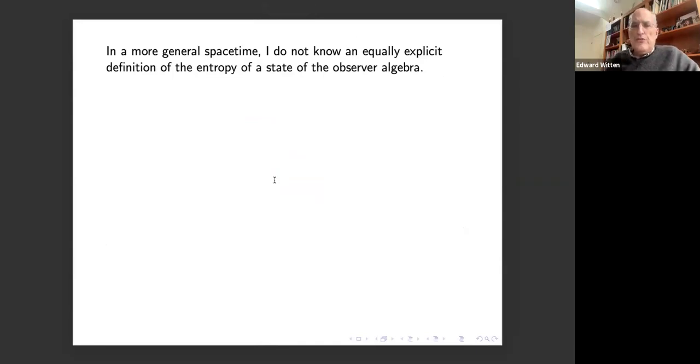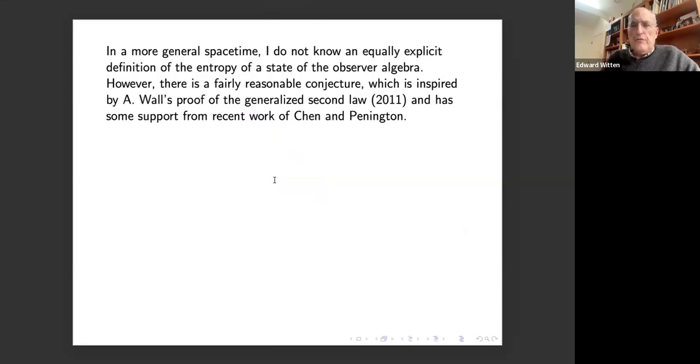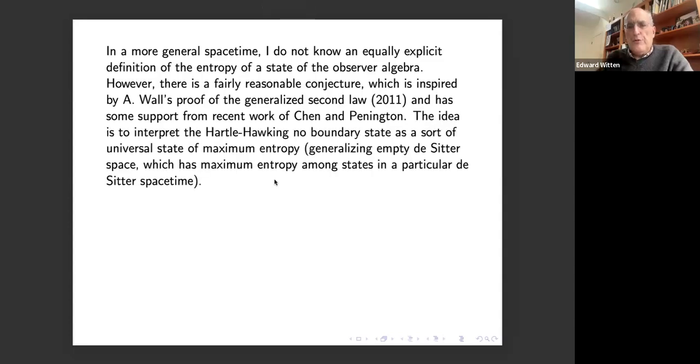Now, in a more general spacetime, we have the observer algebra, but I don't know an equally explicit way to define the entropy of a state of the observer algebra. However, there's a fairly reasonable conjecture, which was inspired by Aron Wall's proof of the generalized second law, and has some support from recent work by Chen and Pennington. The idea is to interpret the Hartle-Hawking no-boundary state as a sort of universal state of maximum entropy, generalizing empty de Sitter space, which has maximum entropy among states in a particular de Sitter spacetime.